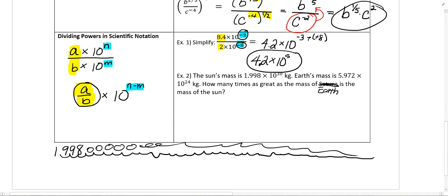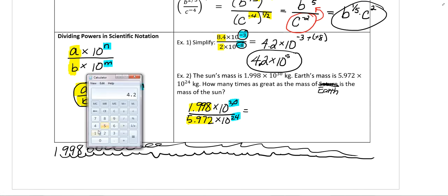So they're asking basically to divide. How many times as big as the mass of the Earth is the mass of the sun. So let's put the sun on top. The mass of the sun. And we want to know basically how many Earths will make up the mass of the sun. So 1.998 times 10 to the 30th, and then 5.972 times 10 to the 24th. Okay, so divide these numbers with a calculator, and then we're going to subtract these guys.